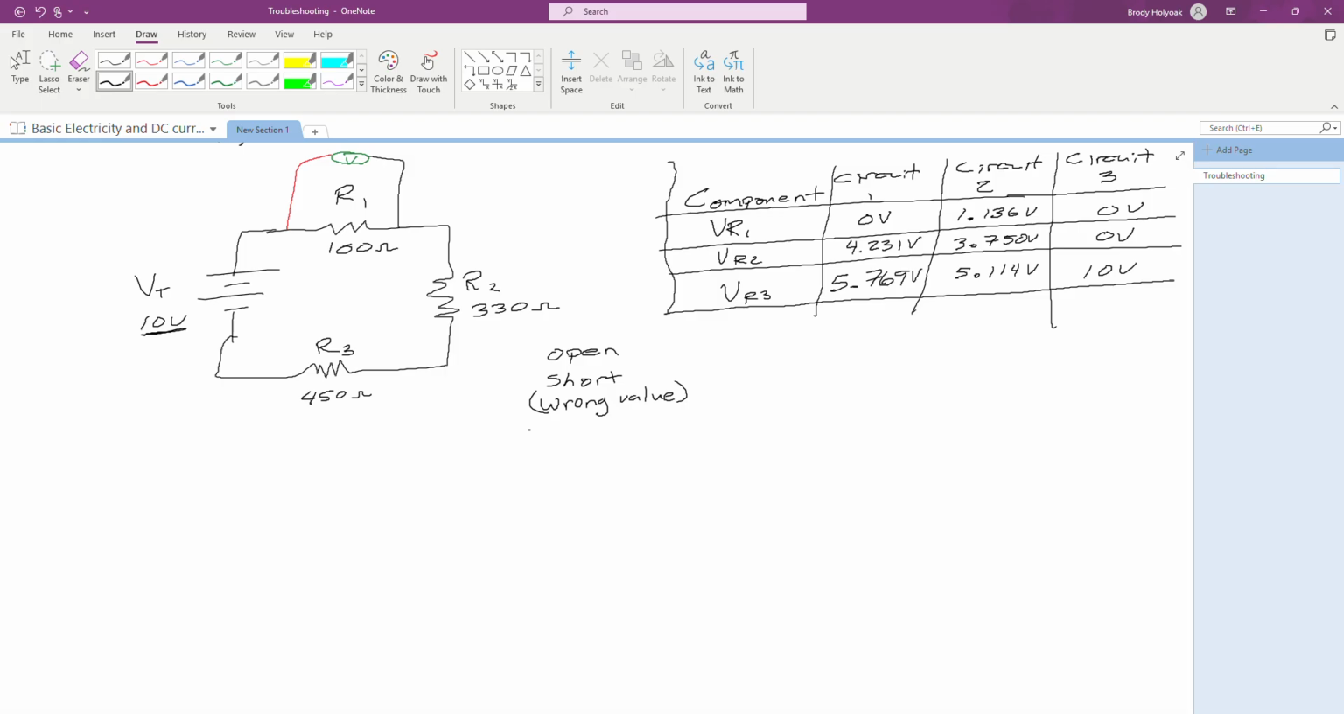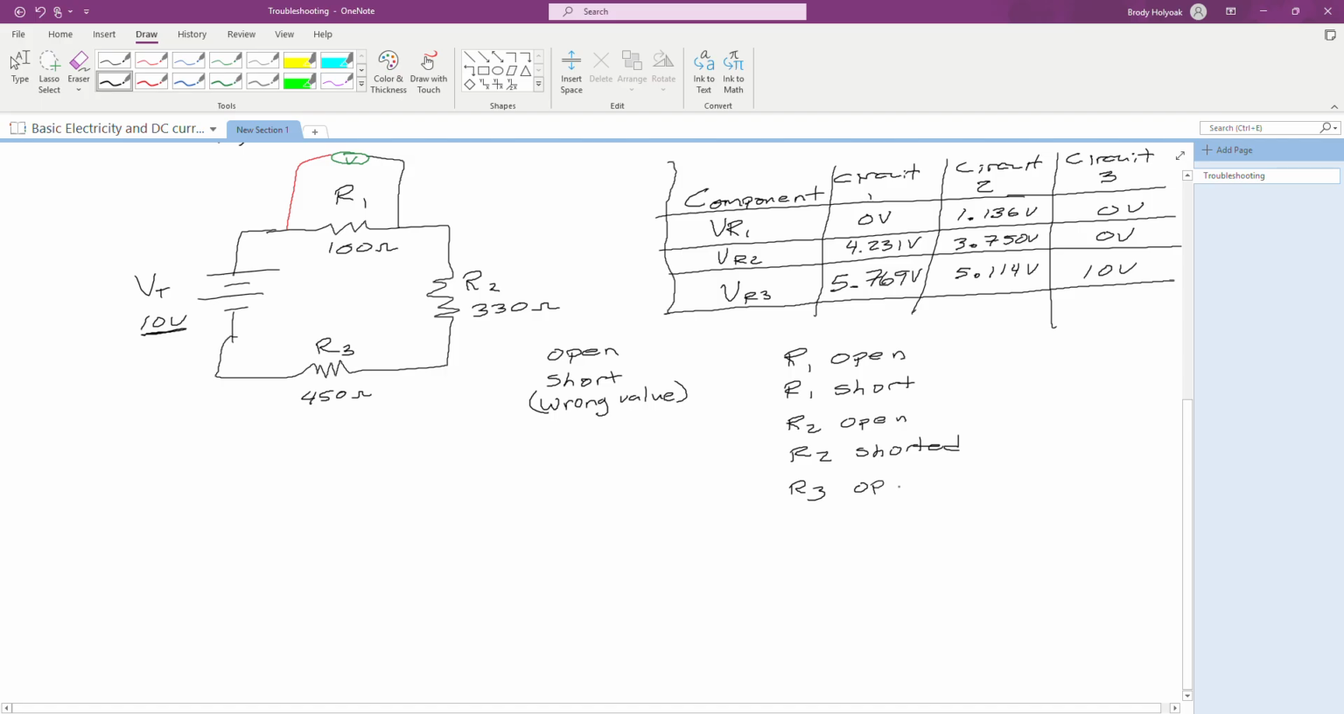Okay, so if that's not an option, then I've got a few things that can happen. R1 can be open, R1 can be short, R2 could be open, R2 could also be shorted. I've got R3 is open, and R3 again could be shorted. Now we could have other combinations. We could have R1 and R2 shorted, R1 and R3 shorted, R1 and R3 open. It kind of depends on that.